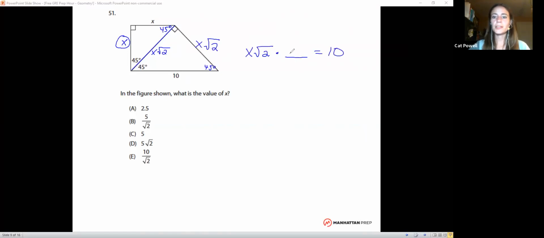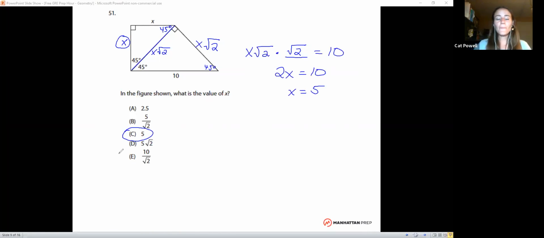Yeah, just another root 2, because it's another side of a 45, 45, 90. Square root of 2 times square root of 2 just gives me 2. Multiplying two square roots together like that undoes the square root. So I get 2x equals 10, x equals 5, and C is my answer.